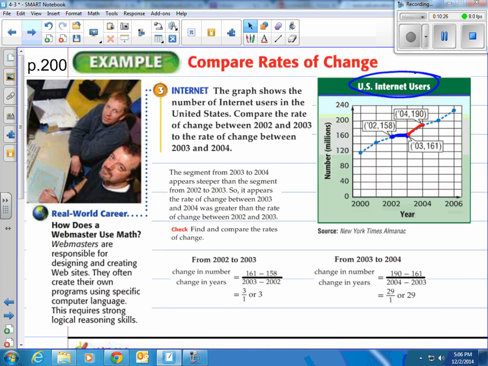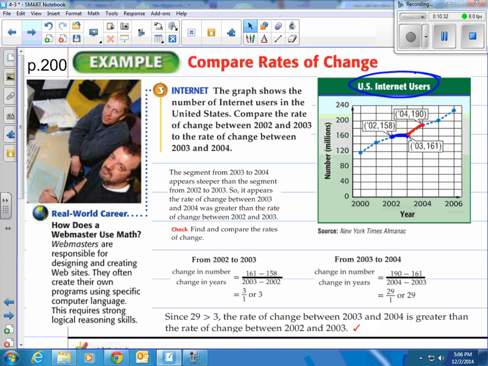Well, there you go. 29 million per year versus 3 million per year. What would we say? Well, since 29 is greater than 3, the rate of change between 2003 and 2004 is greater than the rate of change between 2002 and 2003. And we have a little check there. We've just checked it.